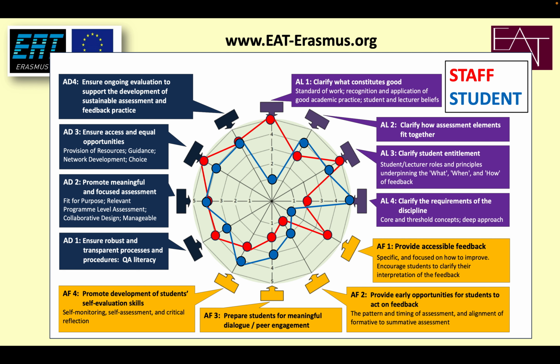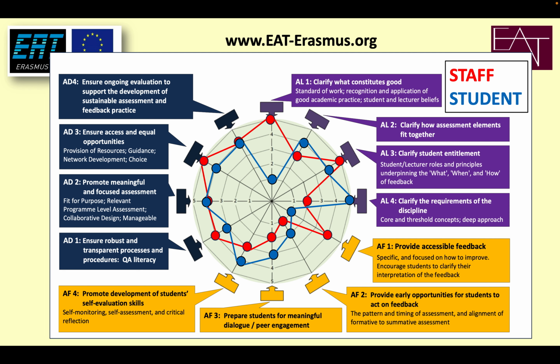In some cases, as you can see here for AL1, clarifying what good looks like, and AF1, accessible feedback, there is a discrepancy between the assessor and their students. The staff here feel that the sub-dimension is rated well, whereas the students feel otherwise. In cases where there are differences between your rating and those of the students, this does not necessarily mean that the aspect of the assessment is poor, but rather that it may require some dialogue with the students to understand where the discrepancies are and why.